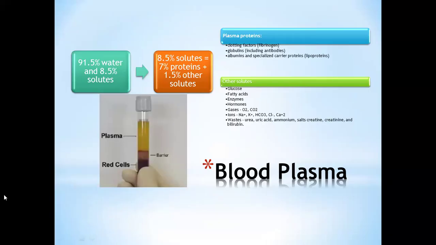Plasma is 91.5% water and 8.5% solutes: 7% proteins, plus 1.5% other solutes. Plasma proteins are clotting factors, fibrinogen, globulins, including antibodies, and albumins, and specialized carrier proteins, lipoproteins. Other solutes include glucose, fatty acids, enzymes, hormones, gases, ions, wastes, urea, uric acid, ammonium, salt, creatinine, and bilirubin.